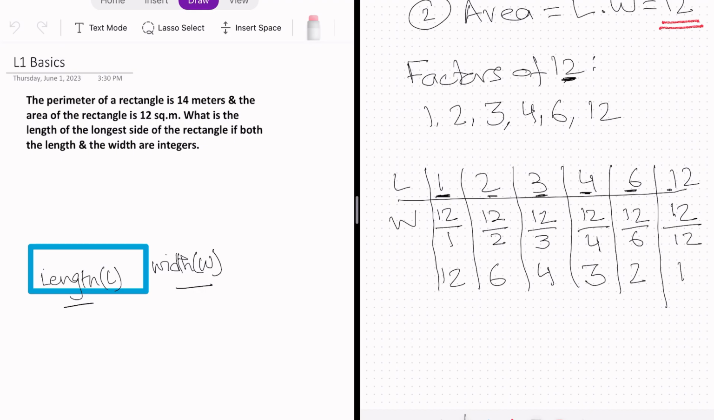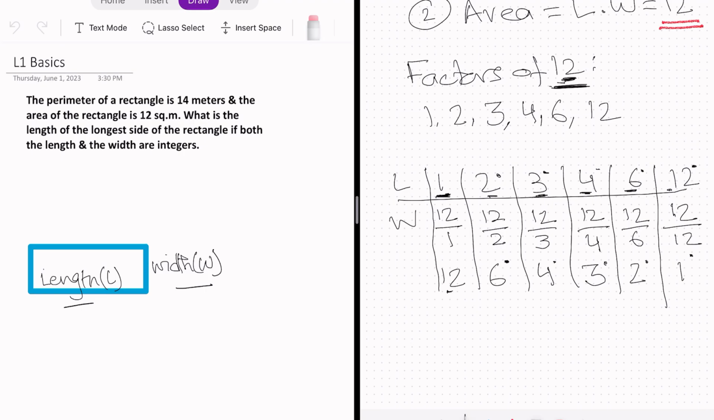So, if the length was 1, the width of that field would be 12. If the length was 2, the width would be 6. If the length was 3, the width would be 4. If the length was 4, the width would be 3. If the length was 6, the width would be 2. If the length is 12, the width would be 1. In that combination, each of these fields would produce an area of 12.